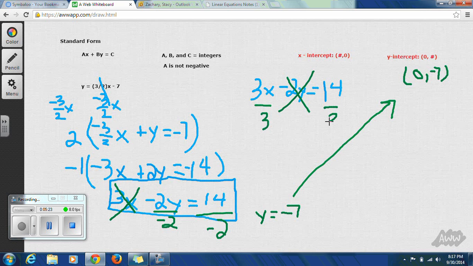And this time, my x-intercept is going to be the fraction 14 over 3 because I can't reduce that anymore. You could have also turned that into a decimal. And of course, that's comma 0. Standard form has other useful tips, but that's all we're going to be using it for right now.